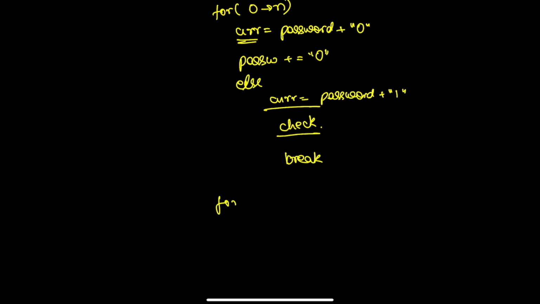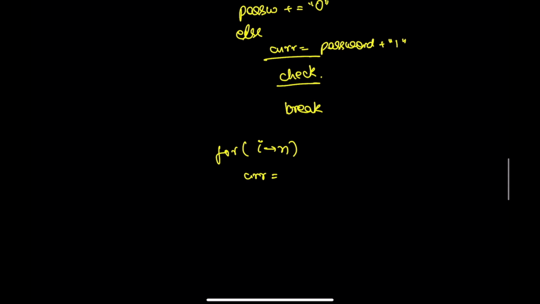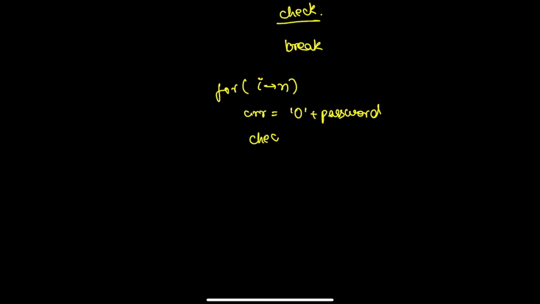Now we need to find the prefix. So now we'll again iterate from i, whatever the i is, till n. Now we'll have current as 0 plus password. If this is valid, then we'll just add it. Otherwise, we'll have current as 1 plus password.